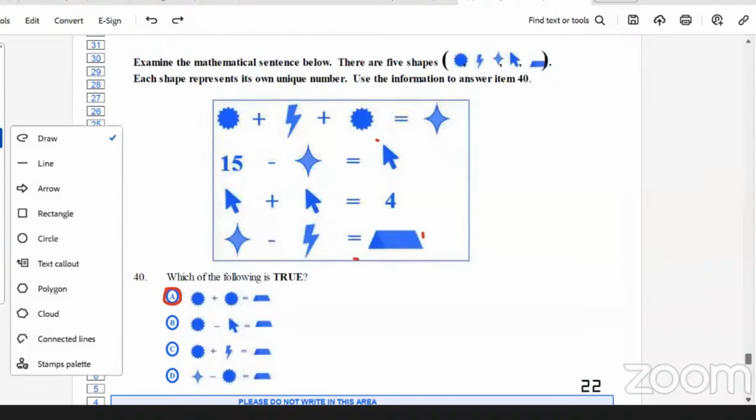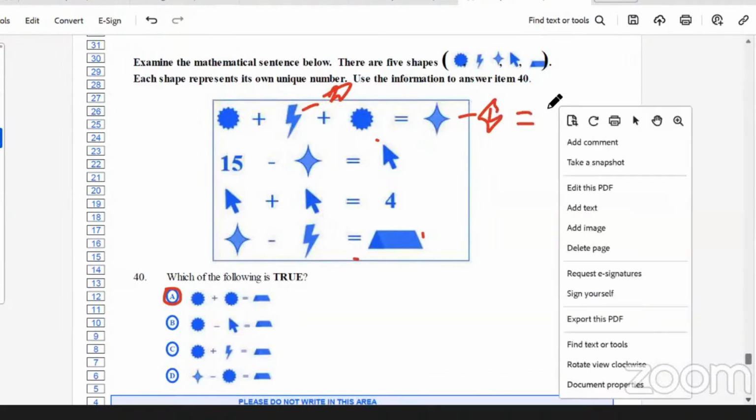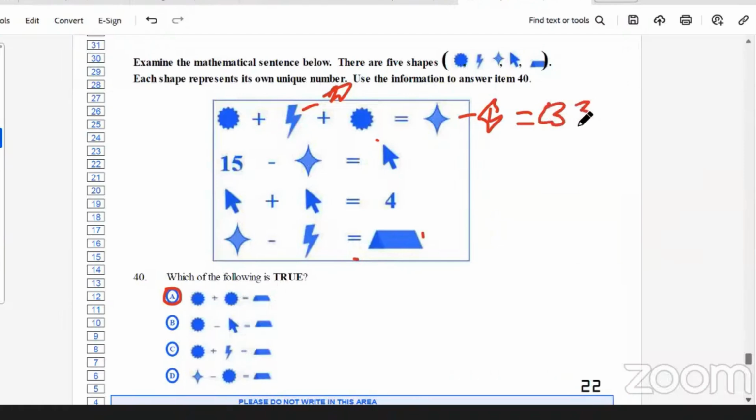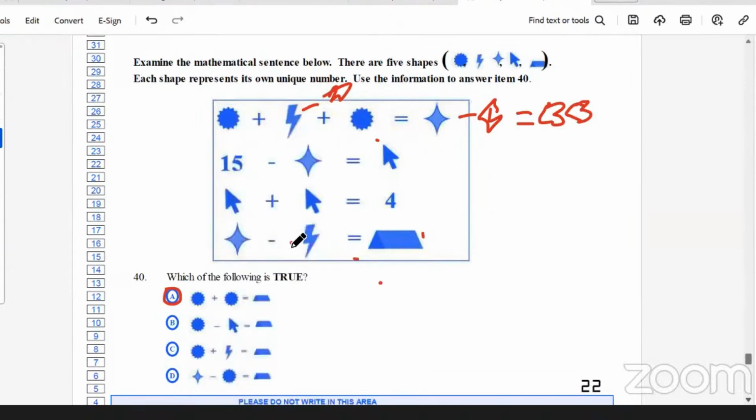All right, so let's go now. So if we minus equal to this, if we minus the lightning bolt, right? And we minus the lightning bolt, right? Then we would end up with the two star thingies, right? And in the same way, here at the bottom, if we subtract the lightning bolt from the diamond, we end up with this. So that means that this has the same value as these two. So that's why the answer is A.